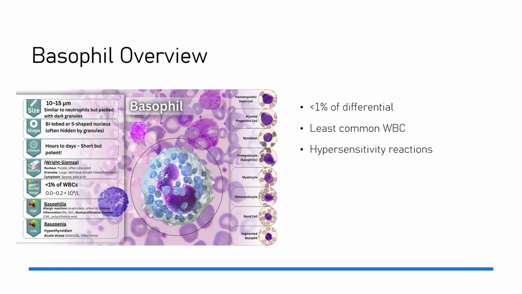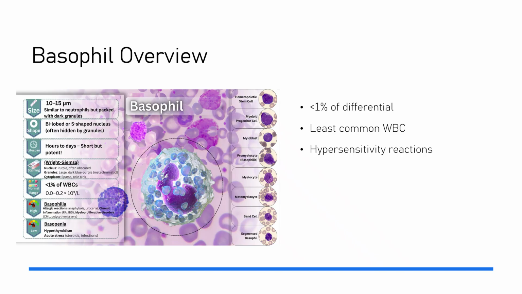Basophils are actually the least common white blood cell in the peripheral blood. Normally, they make up less than 1% of the total white blood cell differential, and sometimes you may not see any in a routine differential count. Because they're so rare, students often have trouble identifying them at first, but once you understand their morphology, they become easier to recognize. Functionally, basophils are heavily involved in hypersensitivity reactions and allergic responses.